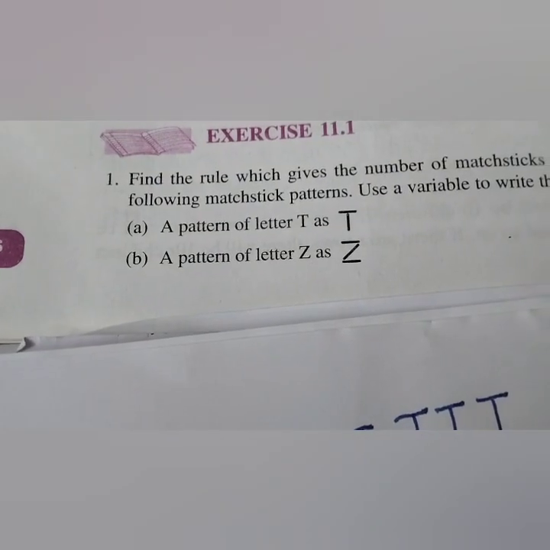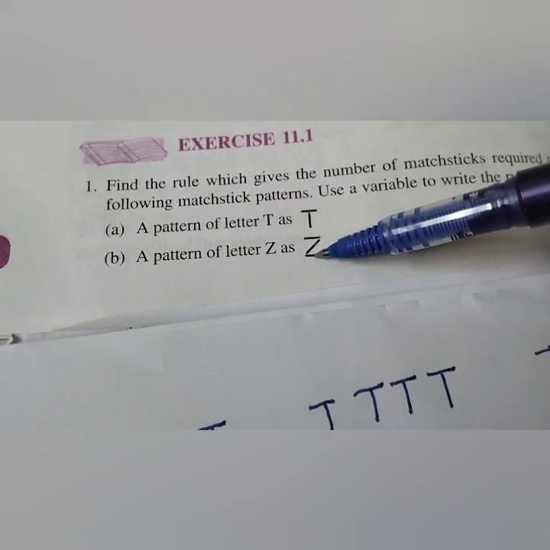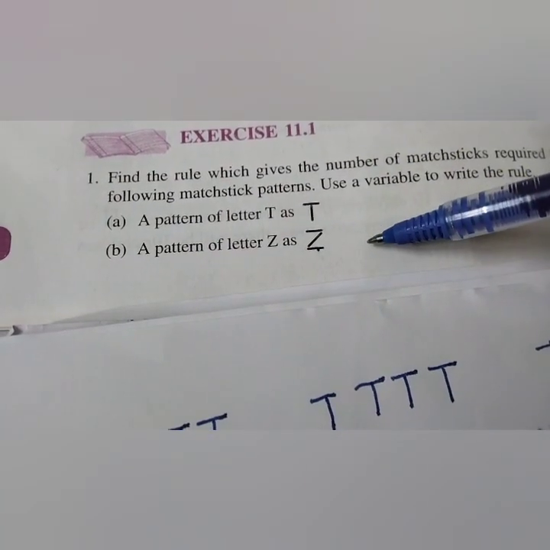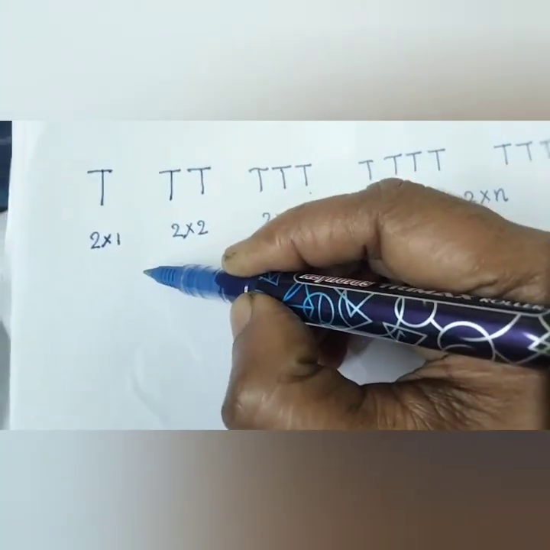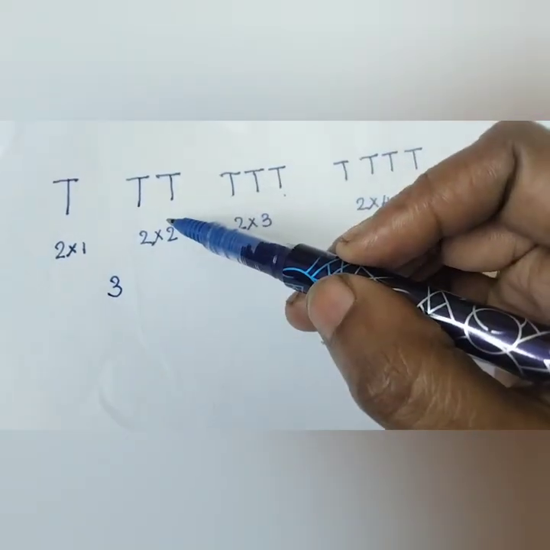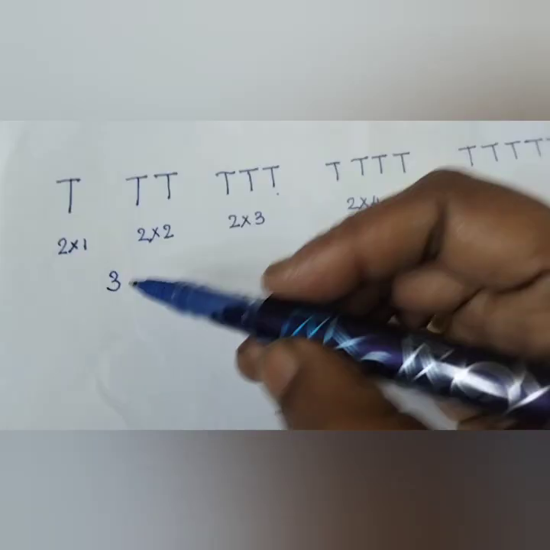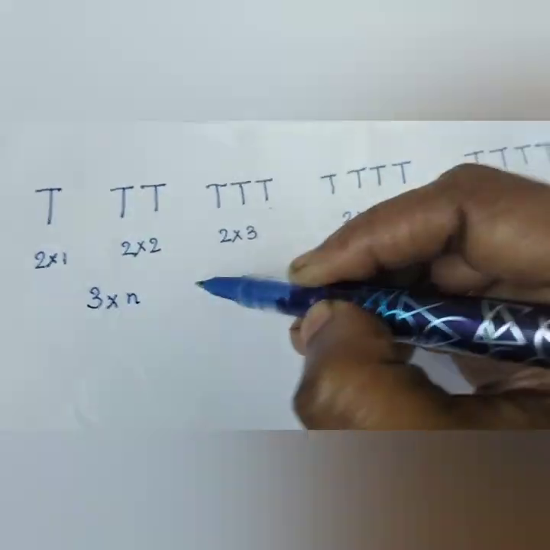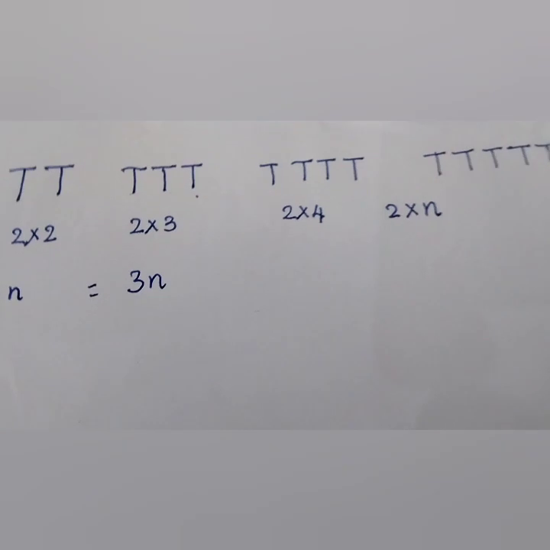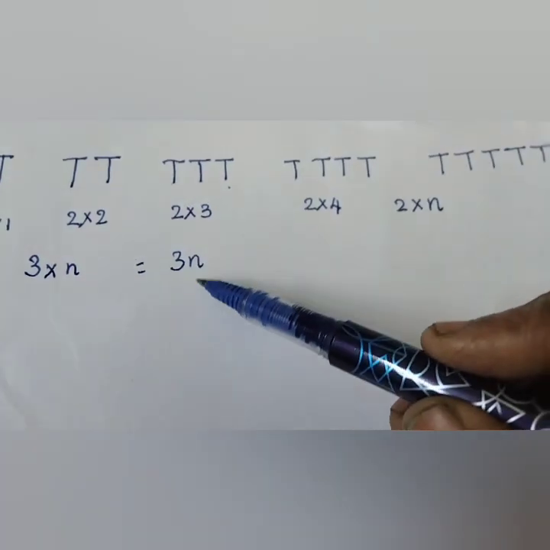Coming to the next question. Z needs 1, 2, 3 matchsticks. So to make n number of Z's, we need 3 into n. For 2 Z's, we need 3 into 2. That is 6 matchsticks. It goes on in the same way. So what will be the pattern, the rule formed here? It is 3 into n, that is 3n. In algebra, we write multiplication without using the symbol.